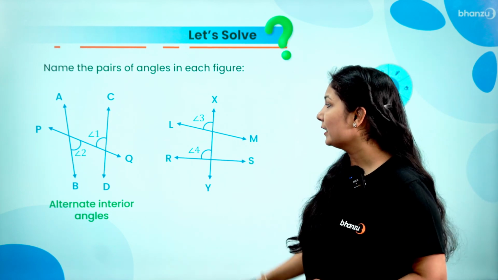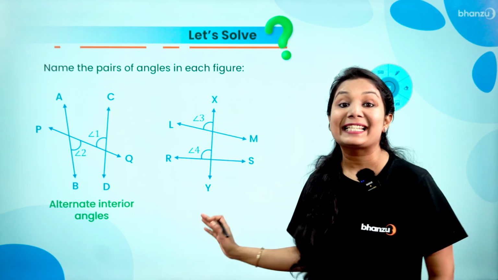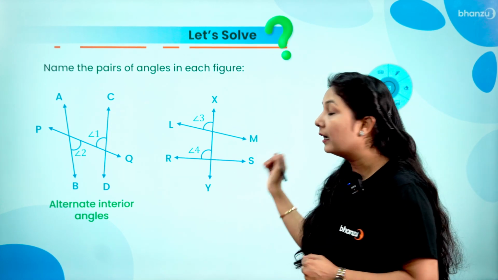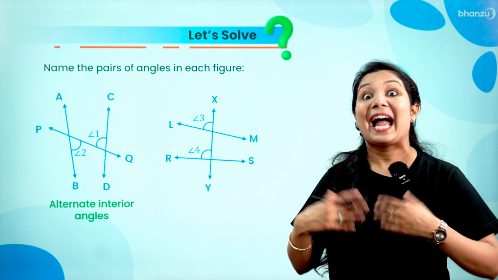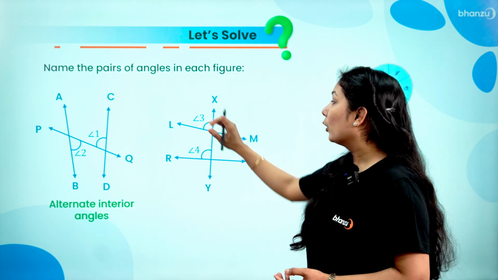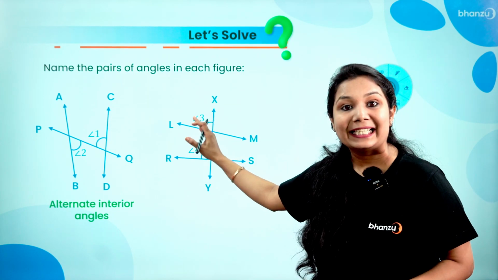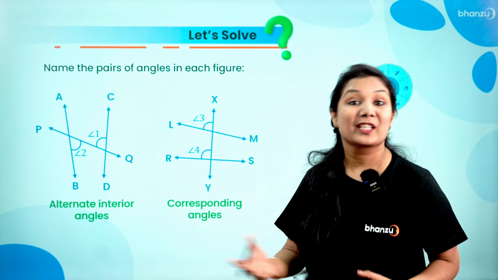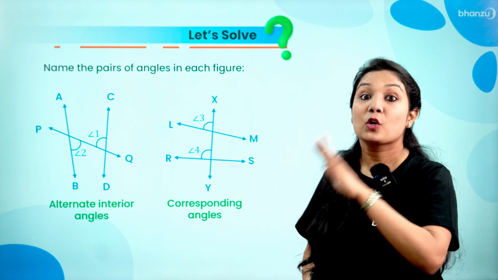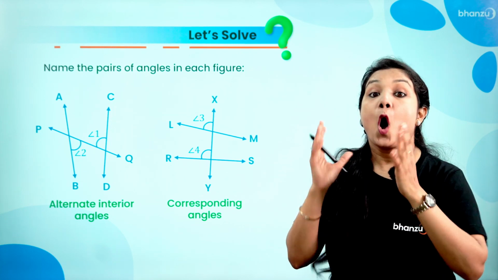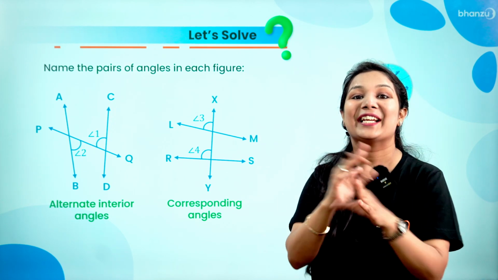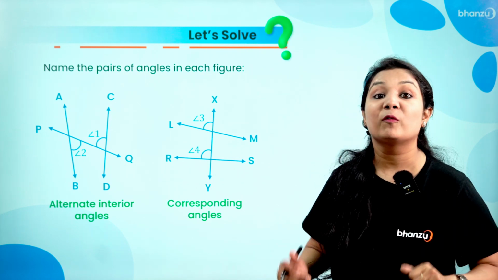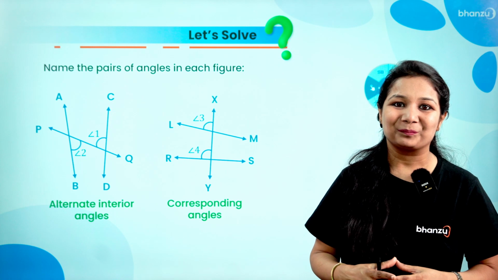In the next figure, if you see, we have the transversal as XY and the lines which are being cut are named as LM and RS. So, the angles which are formed, one is in the interior, the other is on the exterior part. So, they are called corresponding angles. So, co means on the same side of the transversal. Alternate means on different sides of the transversal. So, keep the terms in your mind before you answer any question.